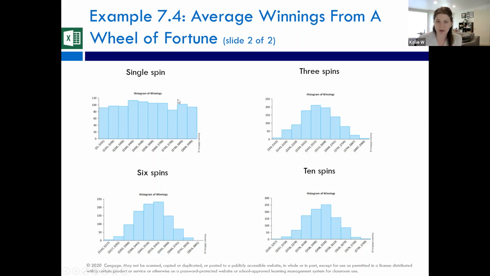We're going to look at that histogram and how it takes on more of this bell shape. So if we do single spins, we get this kind of flat distribution. If we do 3, we start to actually pretty quickly see a bell curve forming.